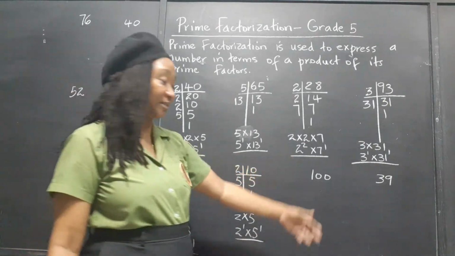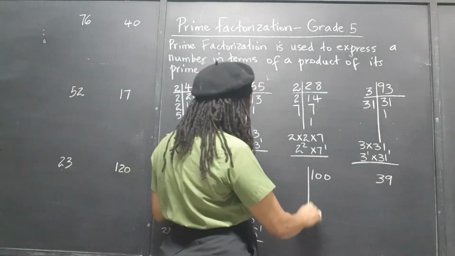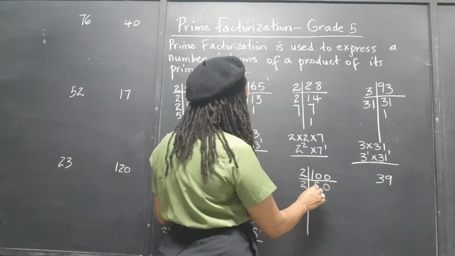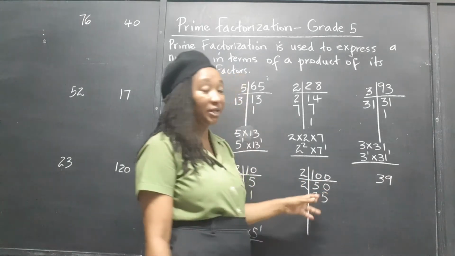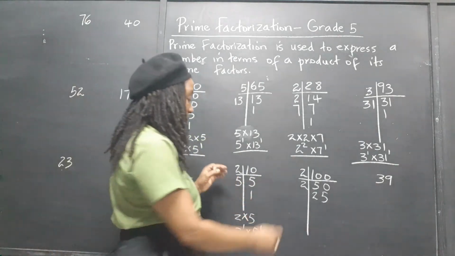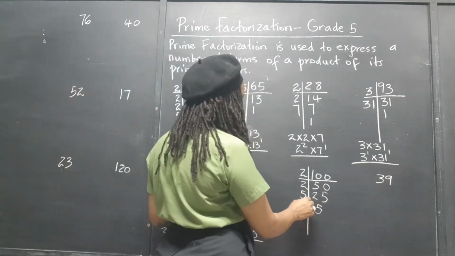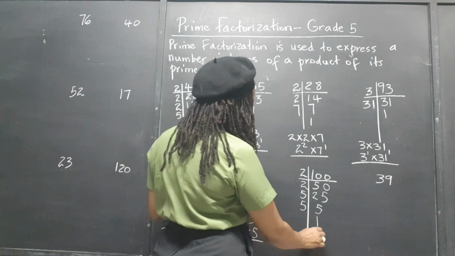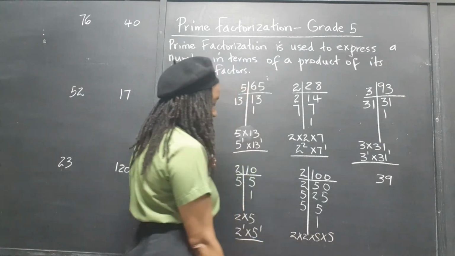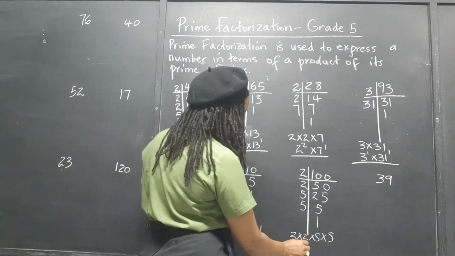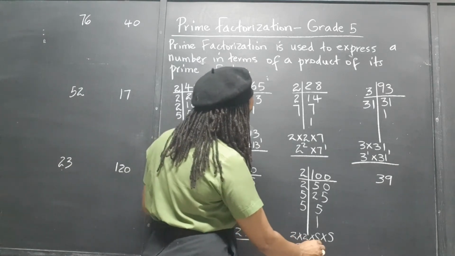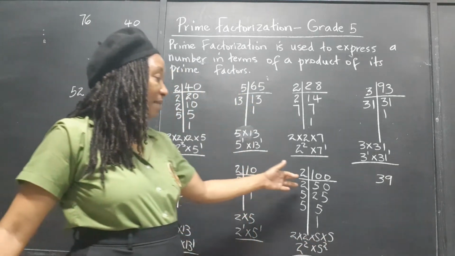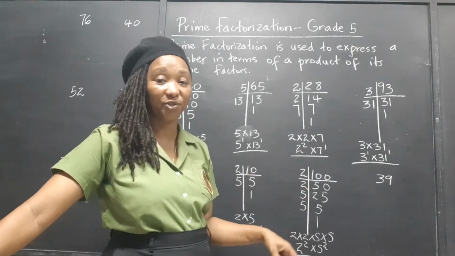Let's see 100. This is a big one, so let's see. 2 into that, 50. 2 into that, 25. 2 can't go into 25. 3 can't go, but 5 can go 5 times, and 5 goes into itself once. So we have 2 times 2 times 5 times 5, or 2 squared, 2 to the second power, times 5 squared. That's the prime factorization of 100.